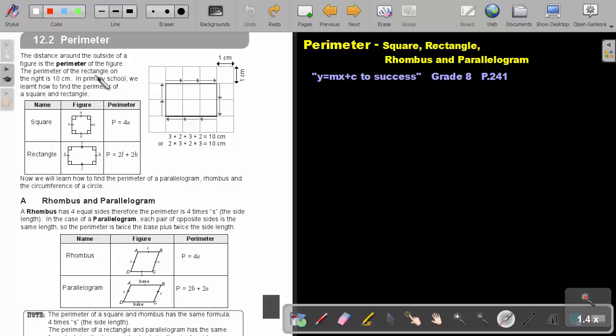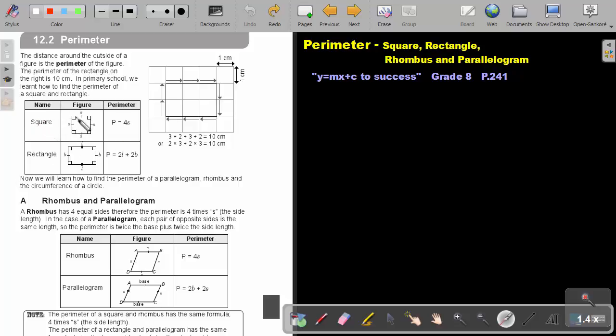The perimeter of the rectangle on the right is 10 centimeters. So it's the distance around, and it's 1, 2, 3, 4, 5, 6, 7, 8, 9, 10 centimeters. In primary school, we learned how to find the perimeter of a square and a rectangle. Let's just go through it.